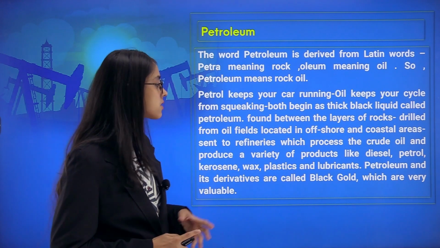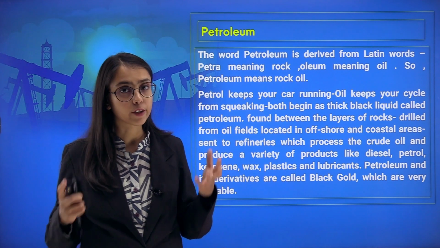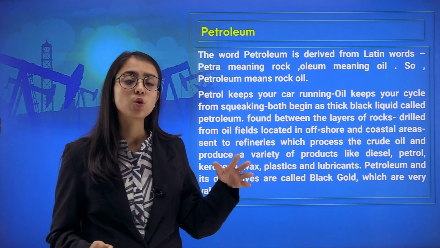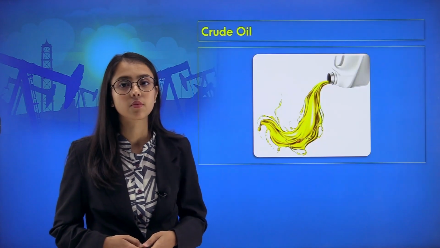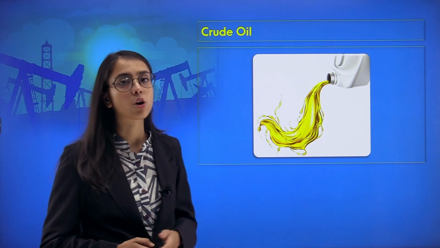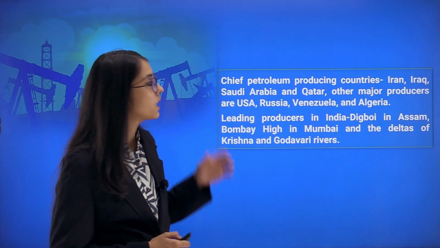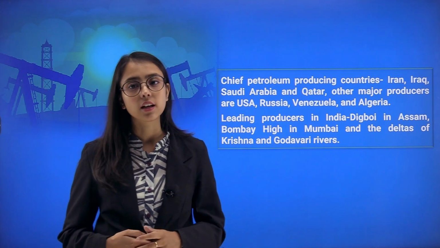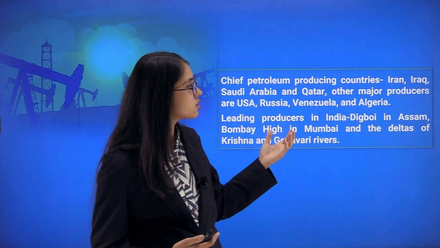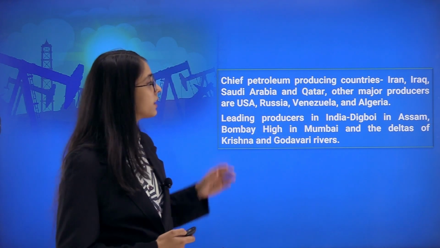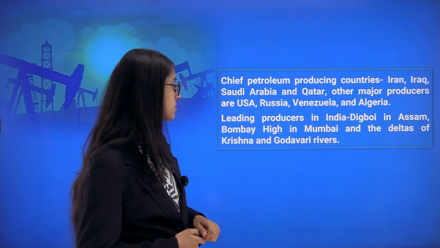Petroleum and its derivatives are called black gold, and in today's time when the prices of petrol and diesel are becoming so high, of course it is not less than gold. So now let's talk about crude oil. Crude oil is also one byproduct of petroleum. Now, chief petroleum producing areas in the world are Saudi Arabia, Qatar, USA, Russia, Venezuela, Algeria, and in India we have Digboi in Assam, Bombay High in Mumbai, and deltas of Krishna and Godavari rivers.